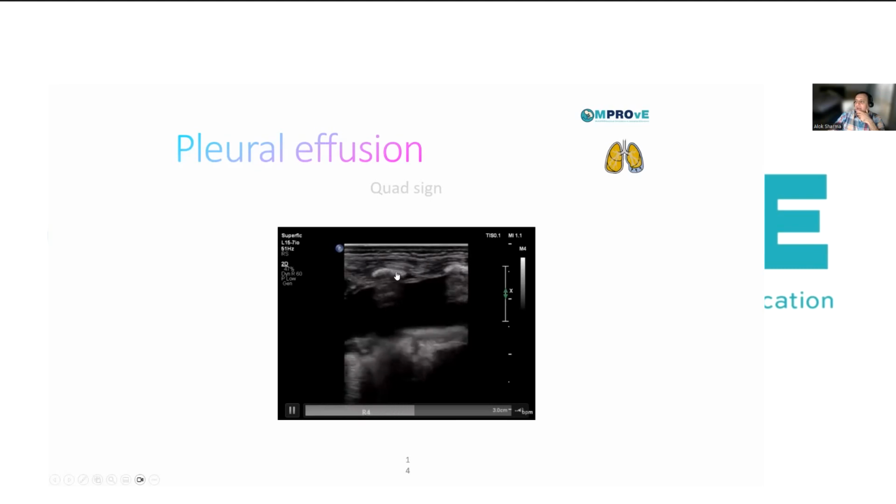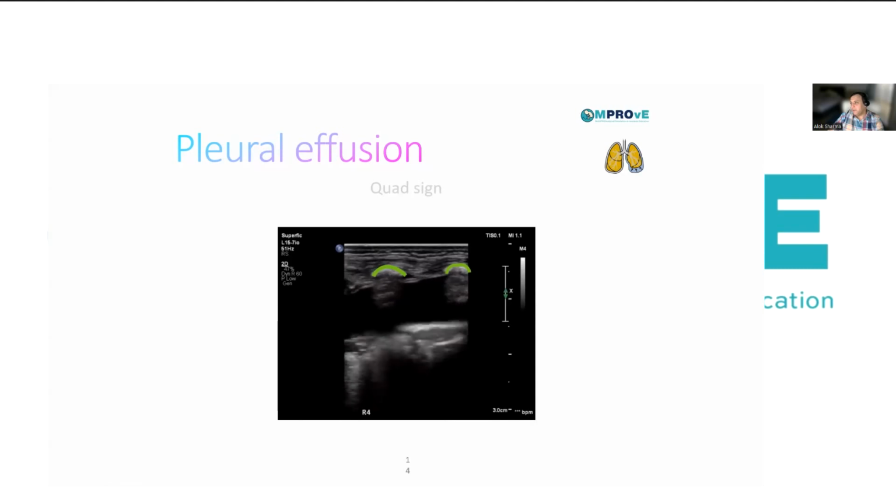And this kind of quadrilateral rectangular appearance is what we call the Chord sign. You can see the lung move. And classically, if I was to put an M mode here, the flapping of the visceral pleura would clearly give me what I call a sinusoid sign.